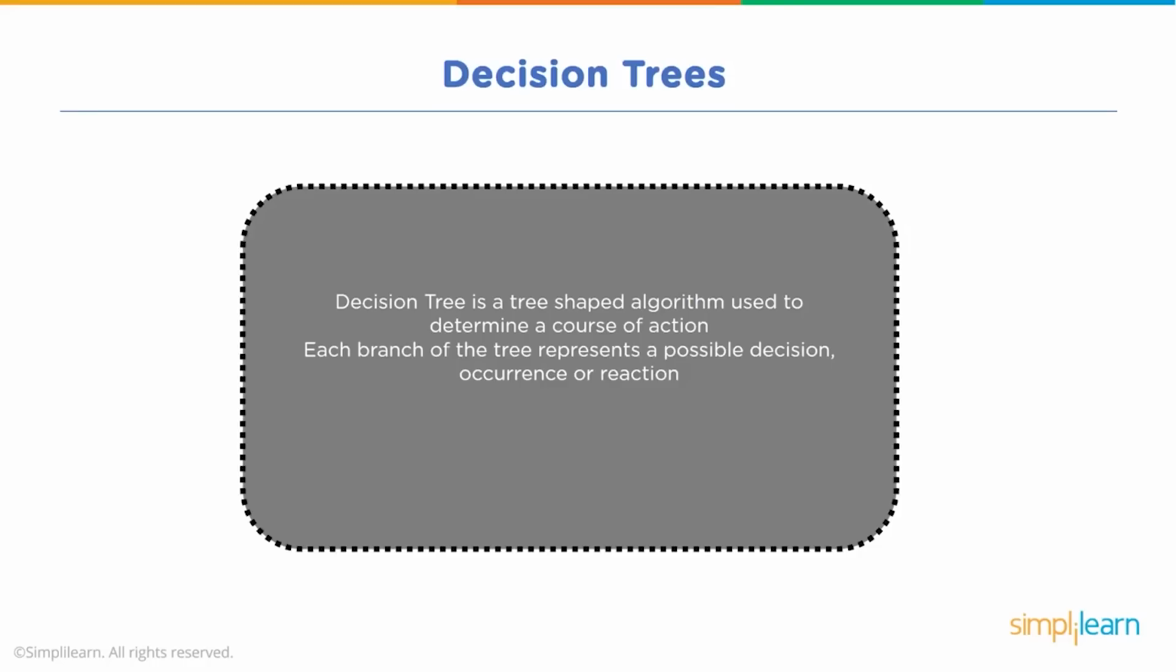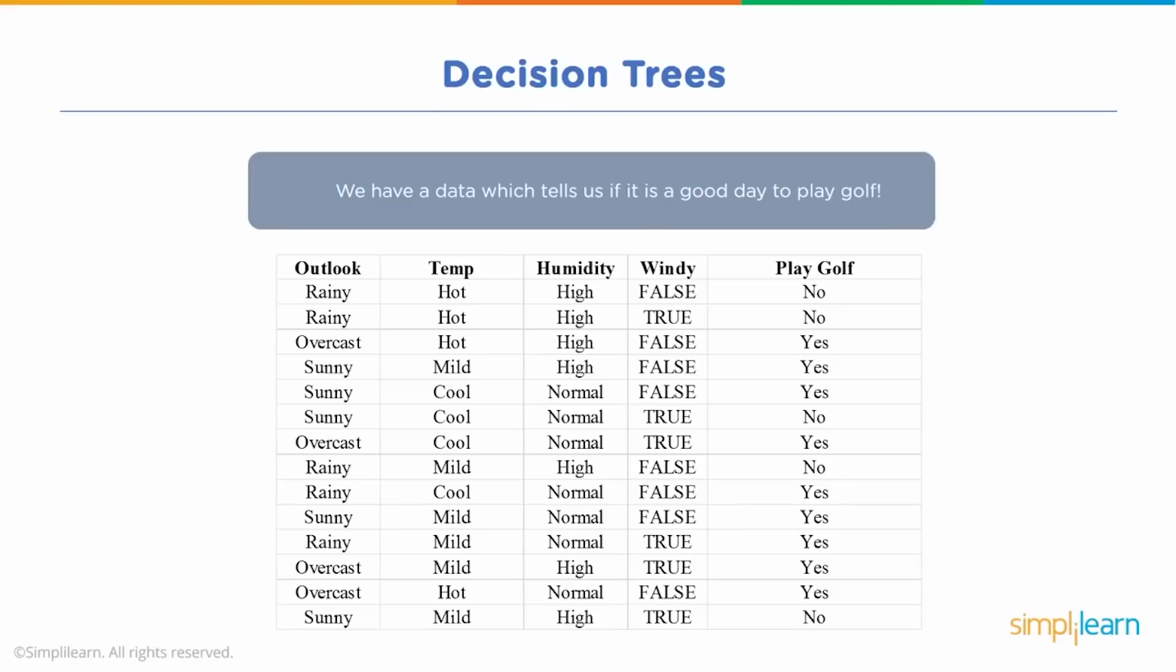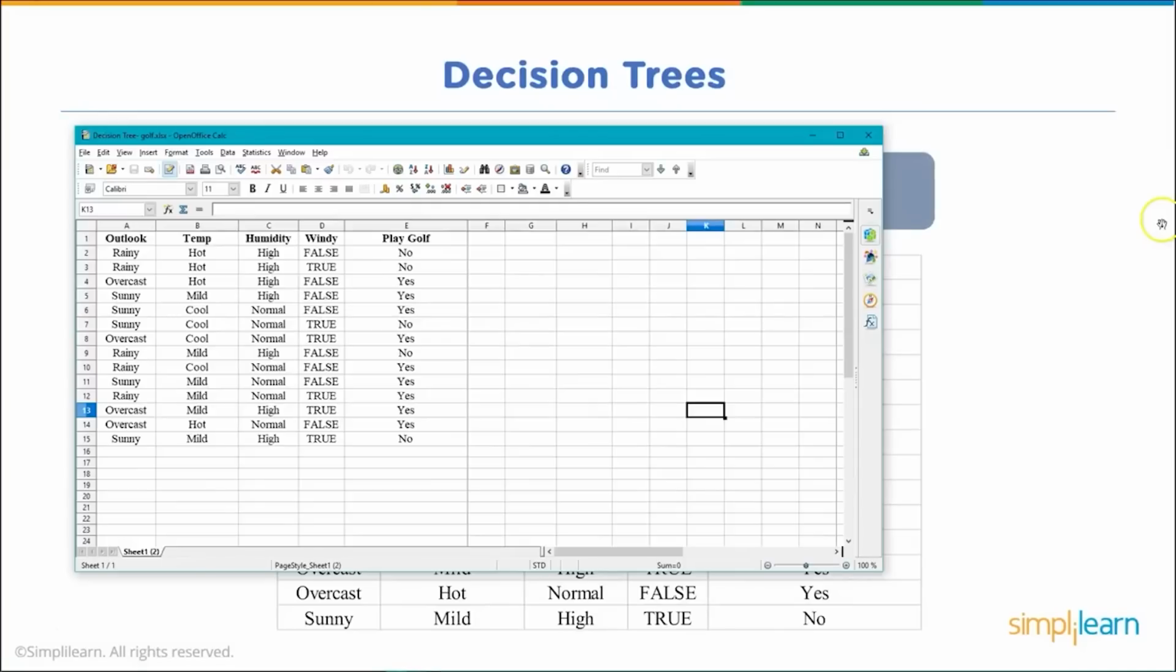Let's go ahead and take a look at decision trees, a very different way to solve problems in the linear regression model. A decision tree is a tree-shaped algorithm used to determine a course of action. Each branch of a tree represents a possible decision, occurrence, or reaction. We have data which tells us if it is a good day to play golf. And if we were to open this data up in a general spreadsheet, you can see we have the outlook, whether it's rainy, overcast, sunny, temperature, hot, mild, cool, humidity, windy, and did I like to play golf that day, yes or no? So we're taking a census.